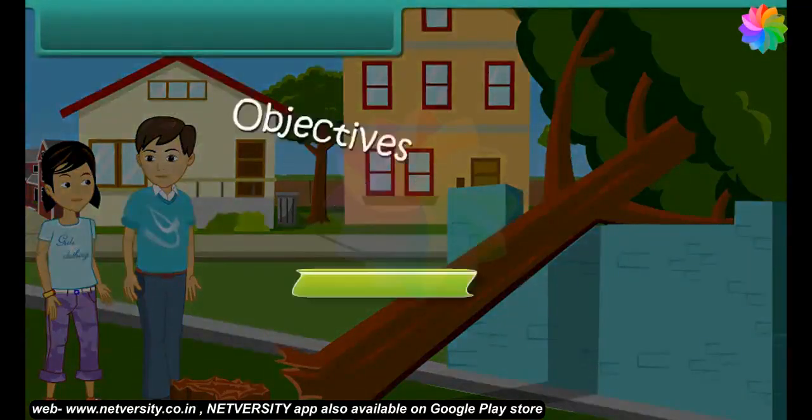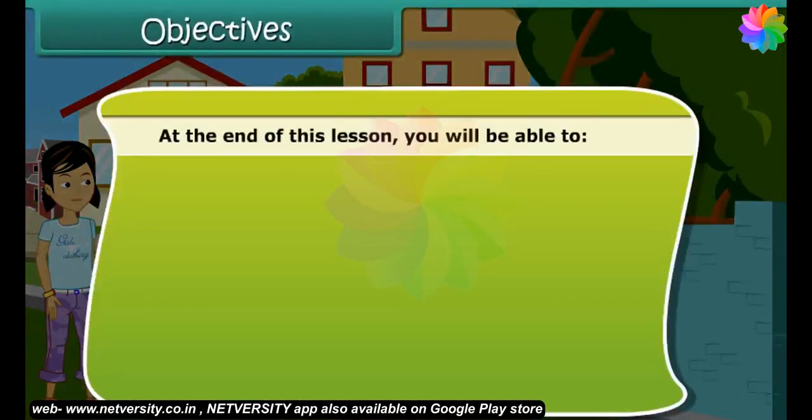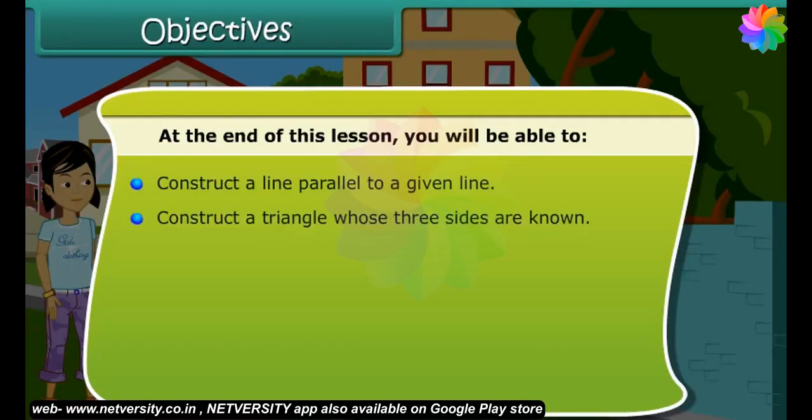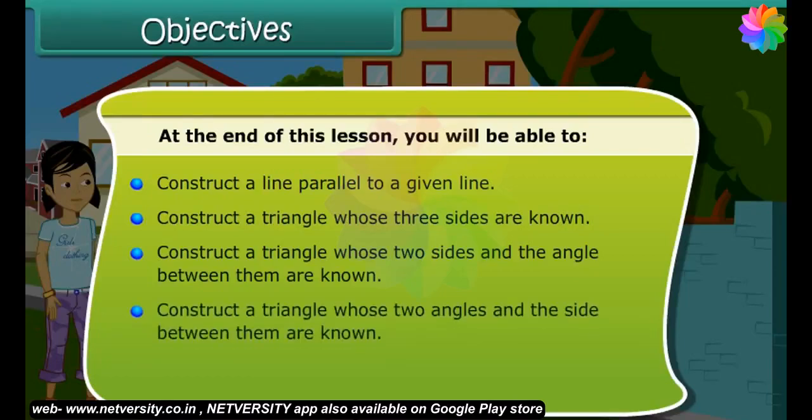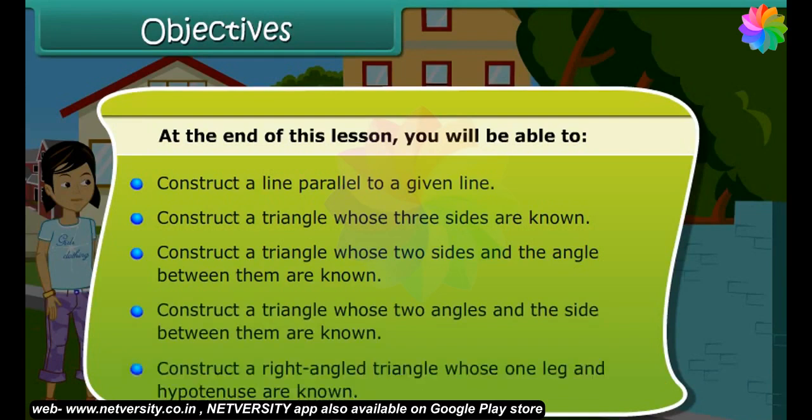Objectives. At the end of this lesson, you'll be able to construct a line parallel to a given line, construct a triangle whose three sides are known, construct a triangle whose two sides and the angle between them are known, construct a triangle whose two angles and the side between them are known, construct a right-angled triangle whose one leg and hypotenuse are known.